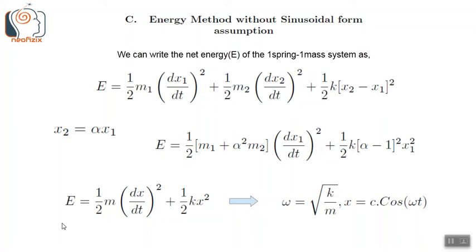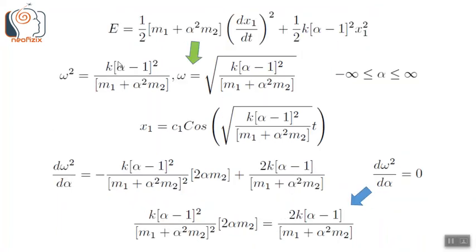We know that if we have an energy equation of this form, that is E equals half m (dx/dt) squared plus half k x squared, then we get a sinusoidal solution with frequency omega equals square root of k by m, and instantaneous displacement x equals c cos omega t, where c is some amplitude depending on the energy of the disturbance. Therefore, from this energy equation, we get the frequency as omega equals square root of k (alpha minus 1) squared divided by (m1 plus alpha squared m2).